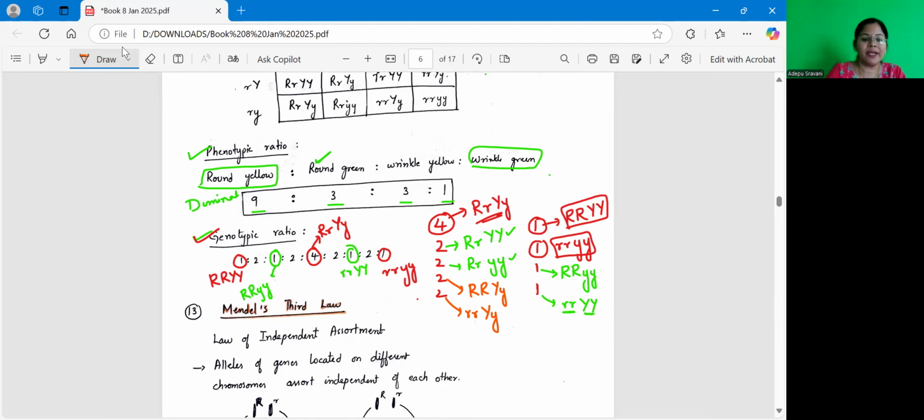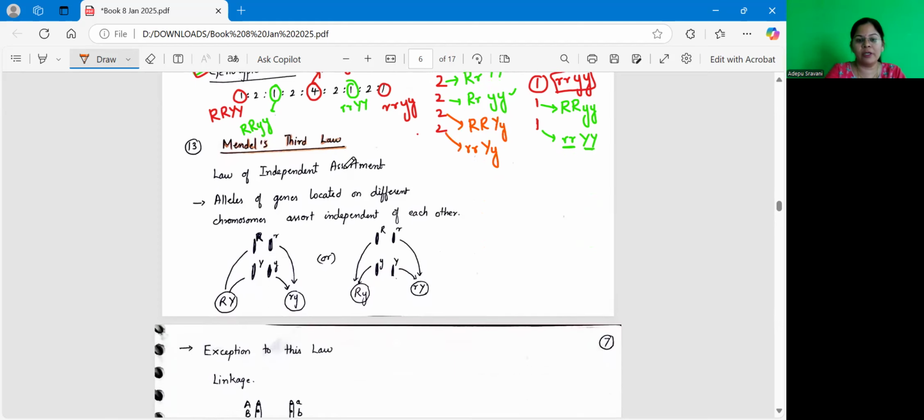Clear? And as a result of this inheritance of 2 genes, Mendel has given the third law, which is called law of independent assortment. Now, what do you mean by law of independent assortment? Alleles of genes located on different chromosomes assort independent of each other. Now, what do you mean by this?